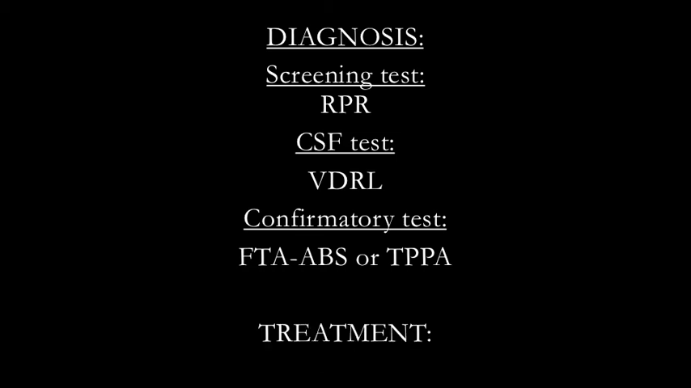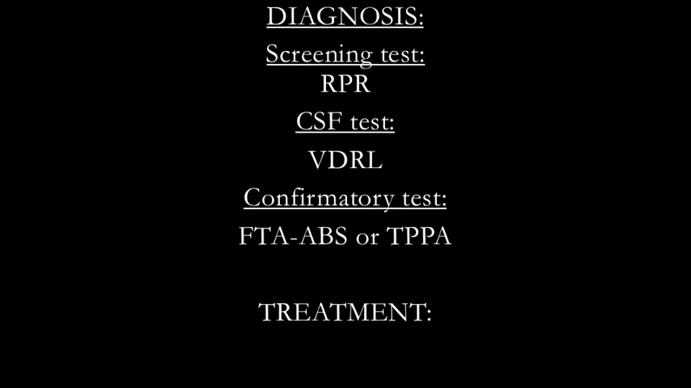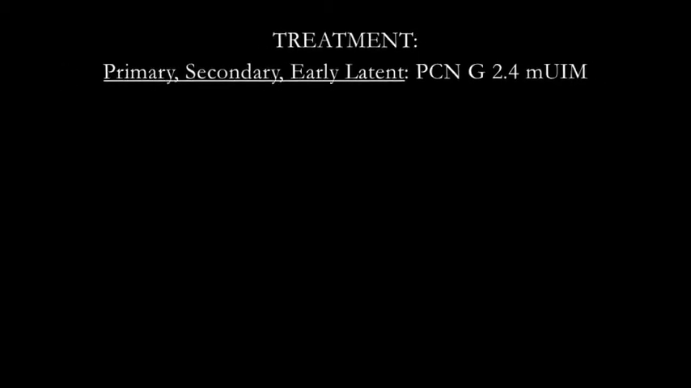In terms of treatment, you basically just have to remember two things. First, use penicillin. Second, the longer you have syphilis, or the more serious your syphilis, the more penicillin you're going to use in your treatment. With that in mind, primary, secondary, and latent syphilis all require 2.4 million units of penicillin G intramuscularly.